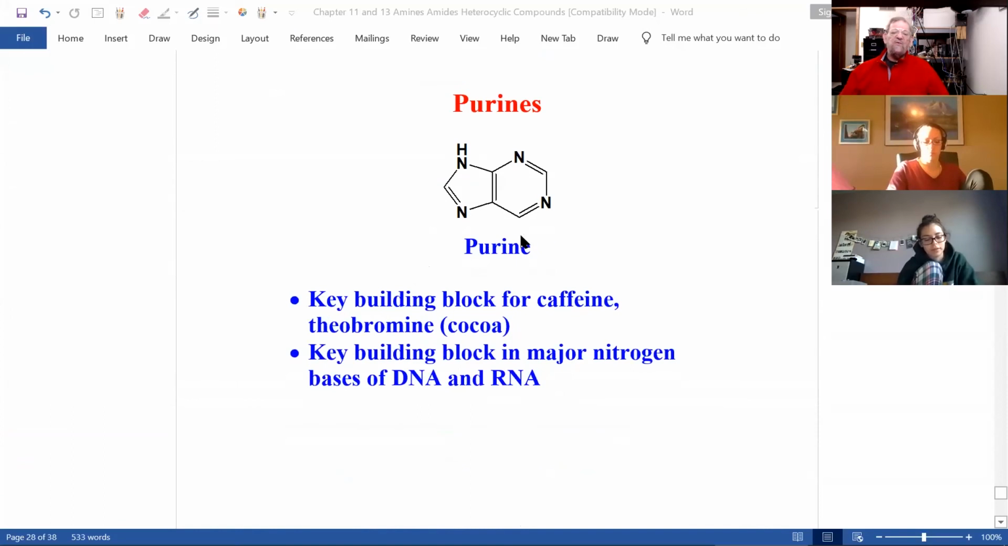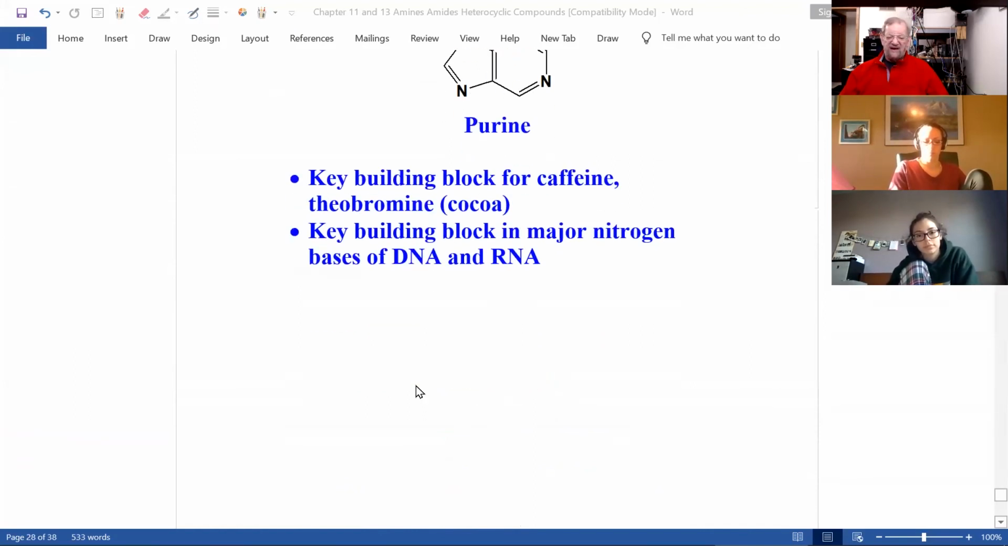Now here we have what is called the purine ring. It's a heterocyclic compound, and it's found in caffeine and theobromine, which is found in cocoa. It's also found in the major nitrogen bases in DNA and RNA.